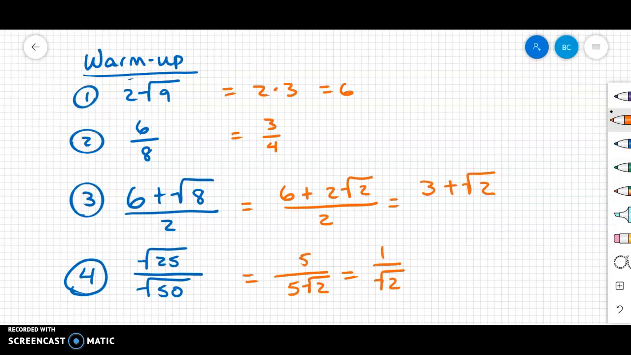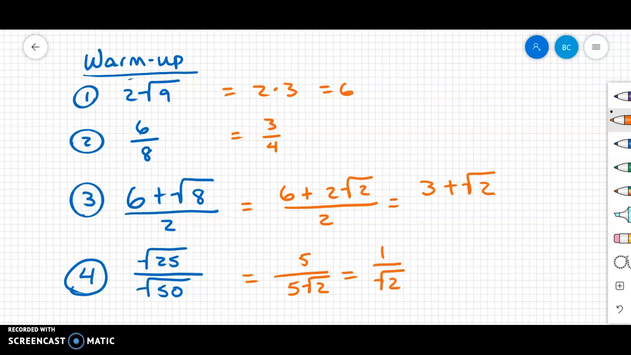Now that you've completed those warm-up problems, let's check your work. So for number 1, your answer should have simply been 6. For number 2, it should have been 3/4. Those two should have been so easy, but I put them on here to show you that when we simplify those expressions, you already know a lot of this.